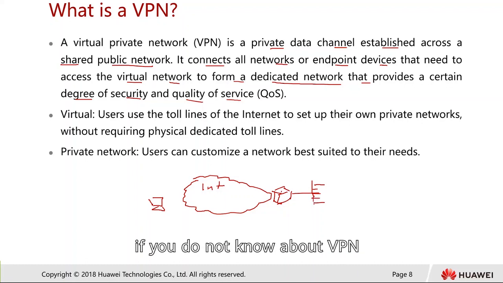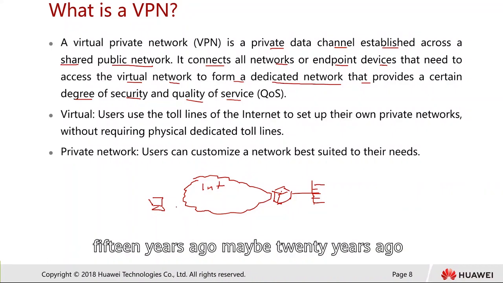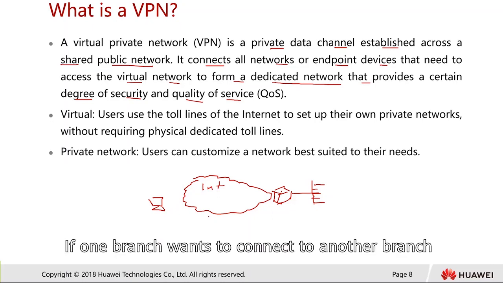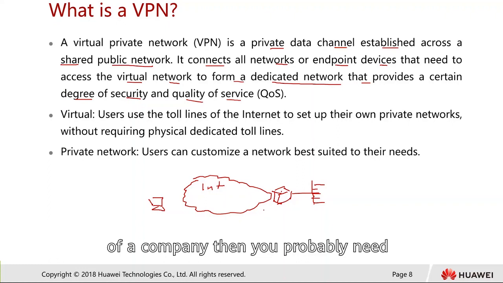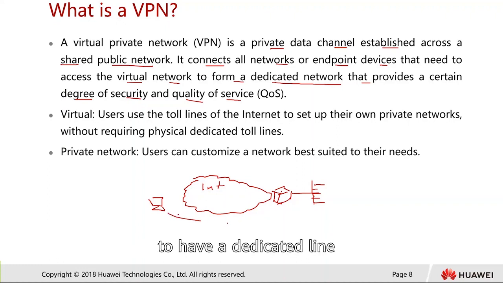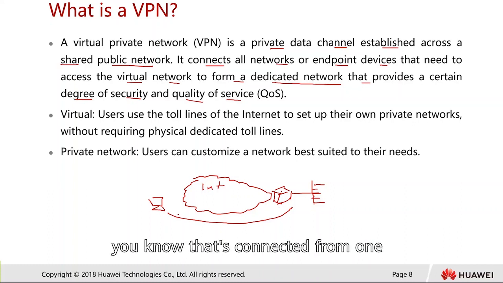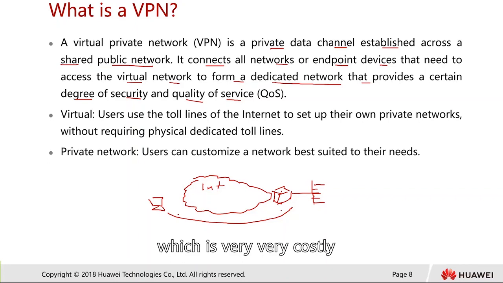Now, of course, if you do not know about VPN, let's talk about a private lease line. Maybe 15 years ago, maybe 20 years ago, if a branch wanted to connect to another branch of the company, then you probably needed a dedicated line connected from one location to another location, which is very, very costly.